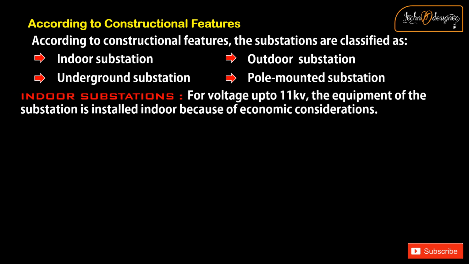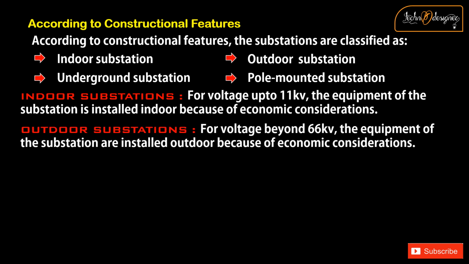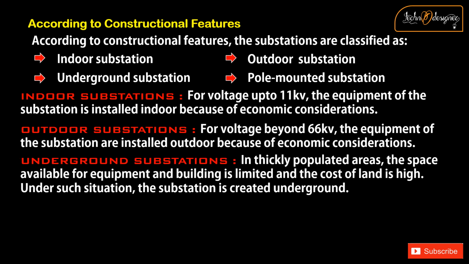For voltage up to 11 kV, the equipment of the substation is installed indoors because of economic considerations. Outdoor substations. For voltage beyond 66 kV, the equipment of the substation is installed outdoors because of economic considerations. Underground substations. In thickly populated areas, the space available for equipment and building is limited and the cost of land is high. Under such situations, the substation is created underground.